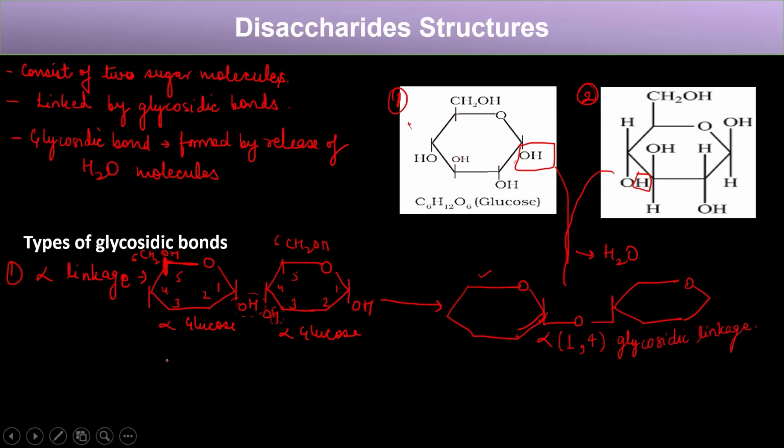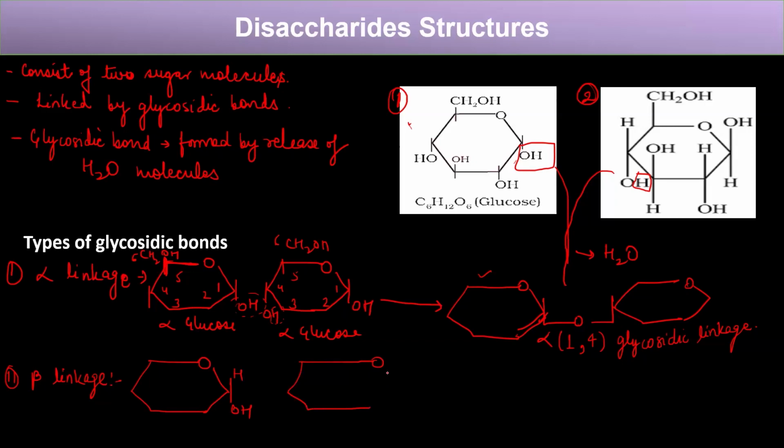Okay, so this is one type of linkage. The second, what do we have? We have the beta linkage. Now, what do we have in the beta linkage? Suppose this is any sugar molecule and it is looking something like this. It has OH, and this is H. You have another sugar molecule that looks something like this. It has an OH at the top, and this is H. This H won't participate in bond formation, but this OH and this H will participate in bond formation, and it will cause the release of water.